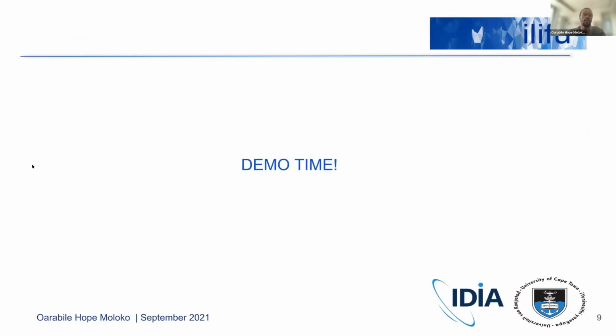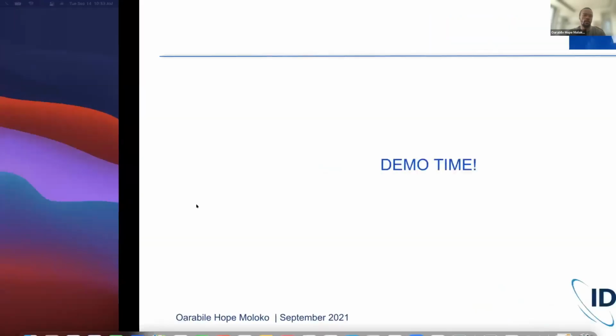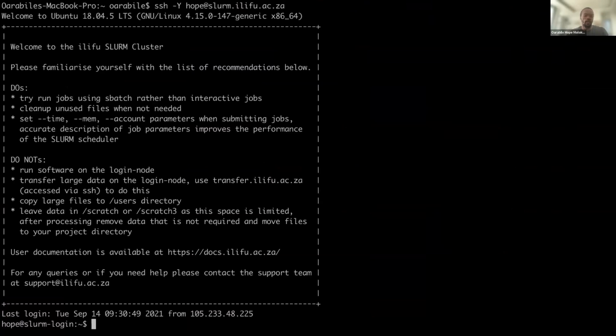So now I'll go into the demo and show everything that I've spoken about up until this far. As I mentioned, when logging into the system you need to specify the -Y parameter. That allows us, if we're going to be running some software that has a GUI, to use that graphical user interface. So logging in, and then just navigating to my directory.